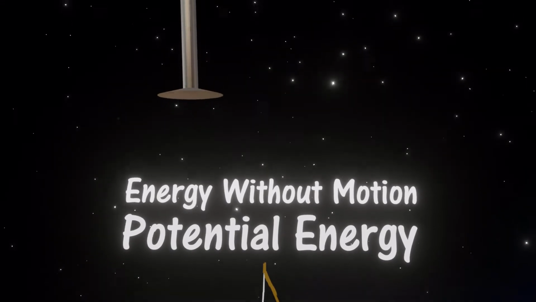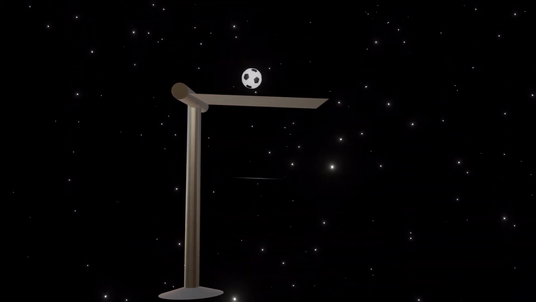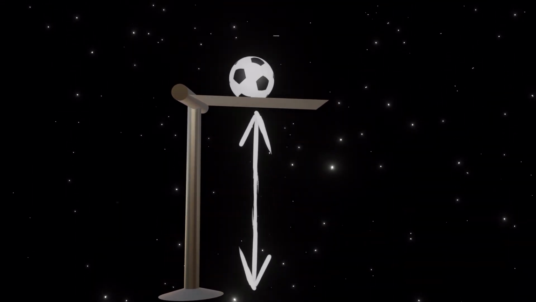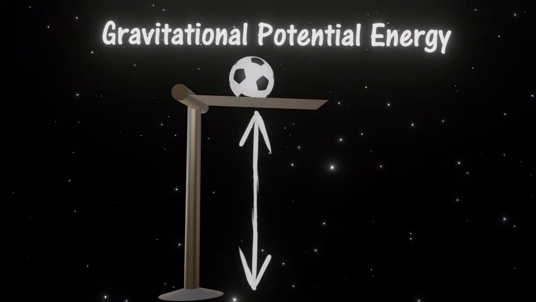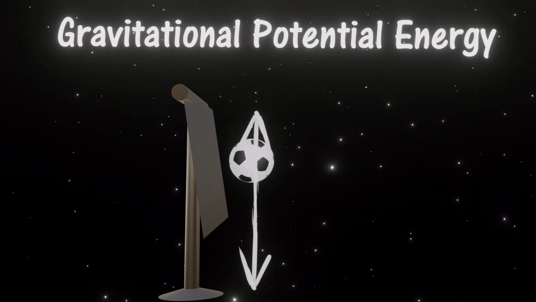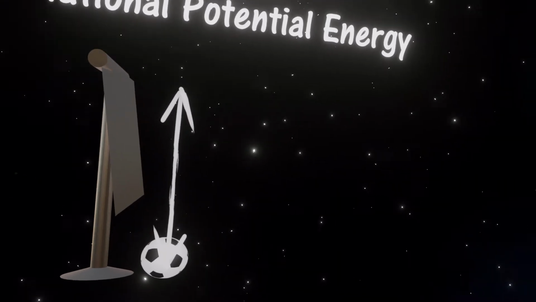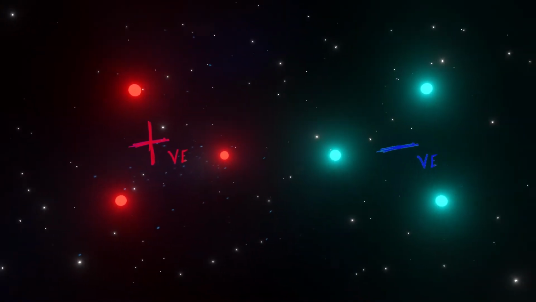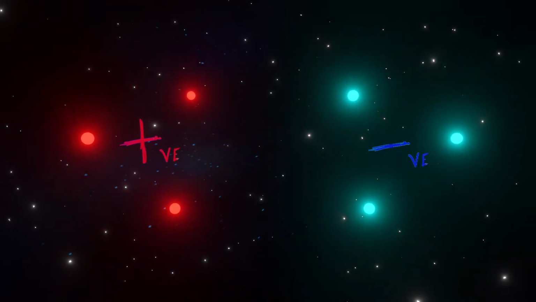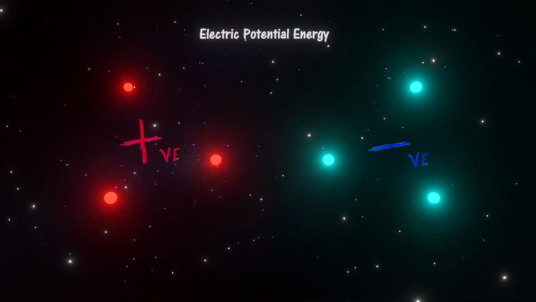Another example of such a potential energy is a ball placed at a height. It has what we call gravitational potential energy, as it has the potential to create kinetic energy as it falls towards the ground. A similar analogy works for charges placed close to one another, which we call electric potential energy.